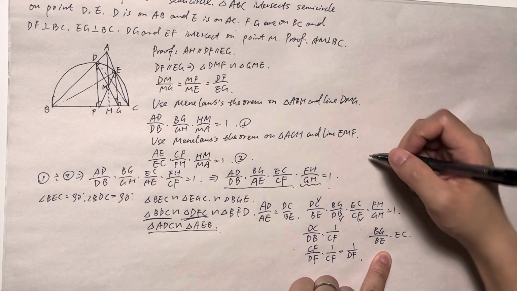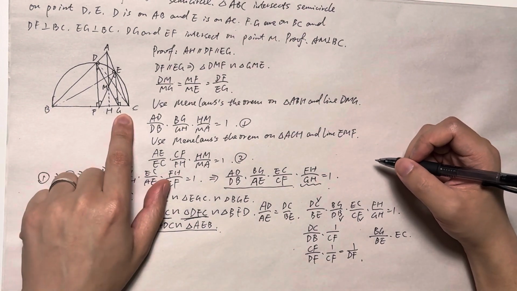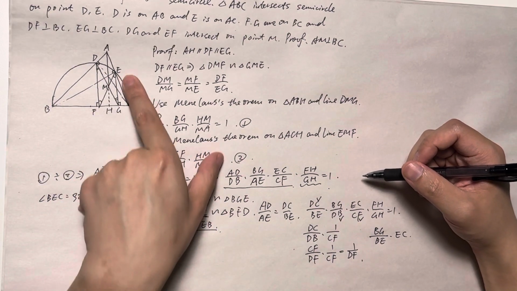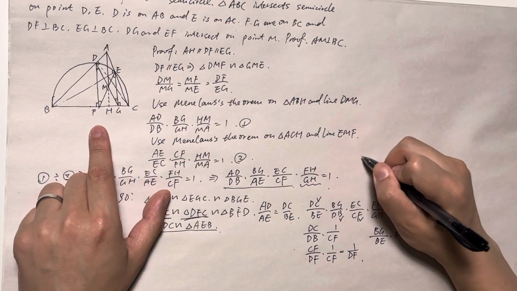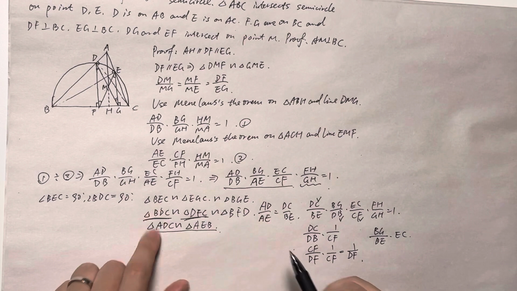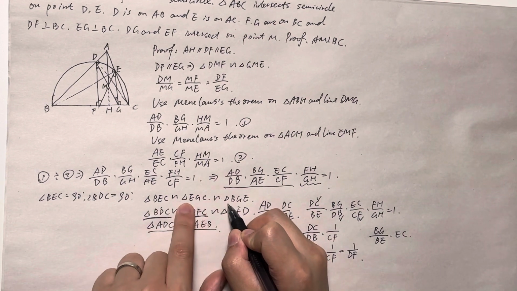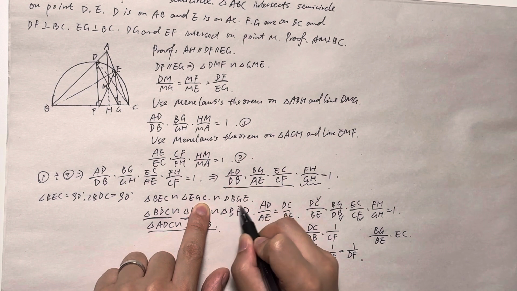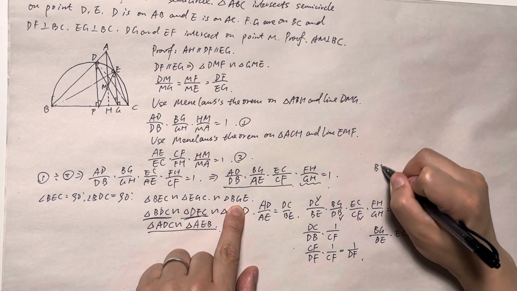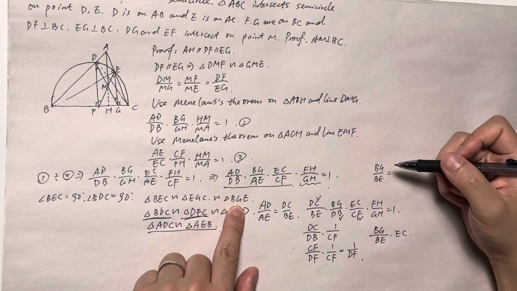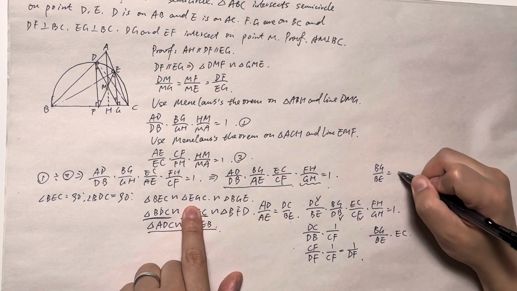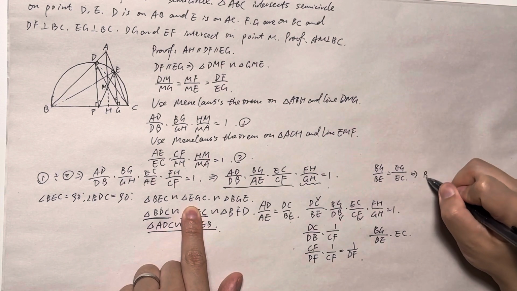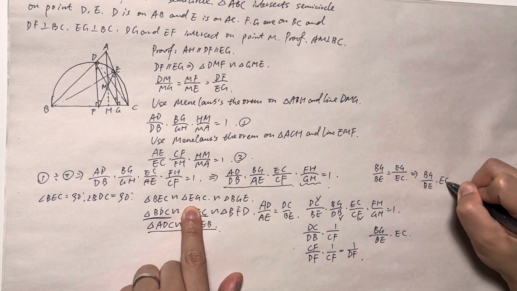And if we look at this one, BG divided by BE and times EC, right? B is here, EC is here, BG is here. So BG divided by BE equals EG divided by EC, which means BG divided by BE times EC equals EG.